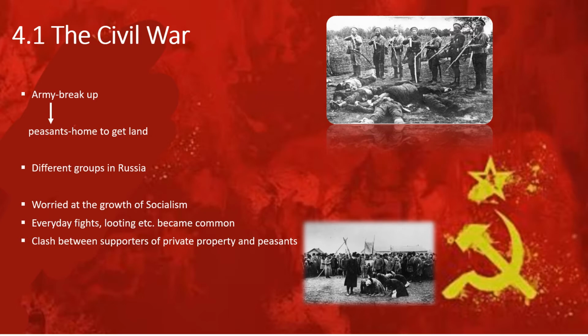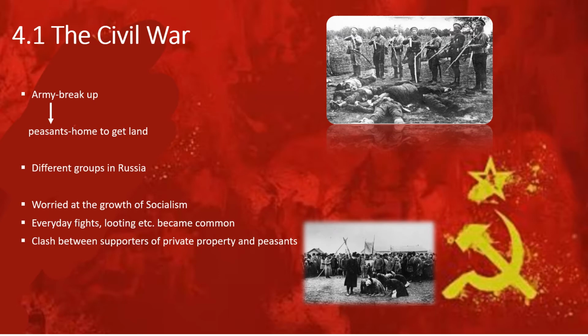There were different groups in Russia, like the Bolsheviks, who were called Reds, socialist revolutionaries, who were called Greens, and the people who were loyal to the Tsar and were called Whites. These Whites were supported by countries like France, America, England, and Japan because they were worried at the growth of socialism, and we have learned that socialism is against capitalism and private property. Therefore, these countries were worried at the growth of socialism.